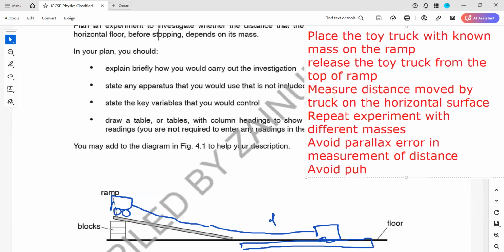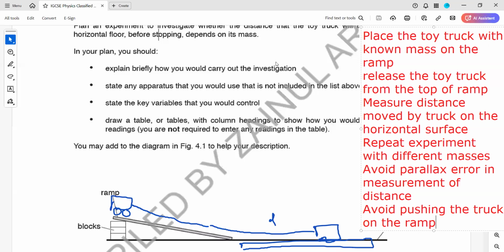Avoid a parallax error in the measurement of a distance, or avoid pushing the toy truck on the ramp. Even though they did not mention to write the sources of error or the precaution, whenever they ask us, you have to write the source of error and the precaution in the explanation, investigation.